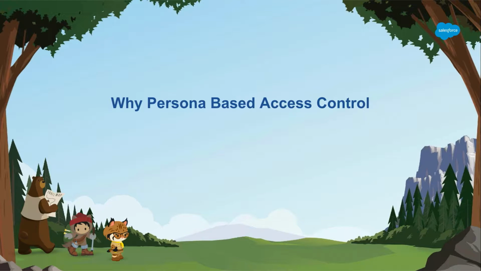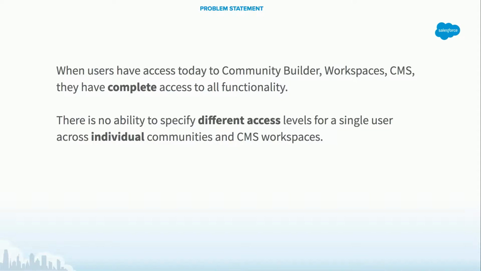You probably want someone who can only author content but cannot push it to a community. You want to control all of these granular accesses, and that is what we're going to go into. So, like I said, when users have access today to the community builder, workspaces, CMS, they have complete access to all functionality, right? So there's no ability to define a granular single piece of access.